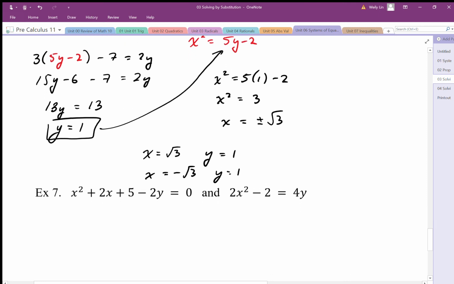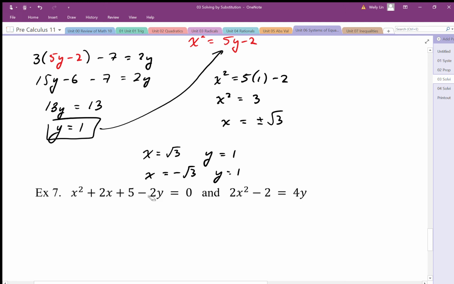For this example here, now I could try to do the same thing, but the problem is I have an x squared and an x. So if I replace this x squared, I still have an x here that's going to be hard to replace. So in this case, although I may end up with fractions, I might be better off substituting for y.